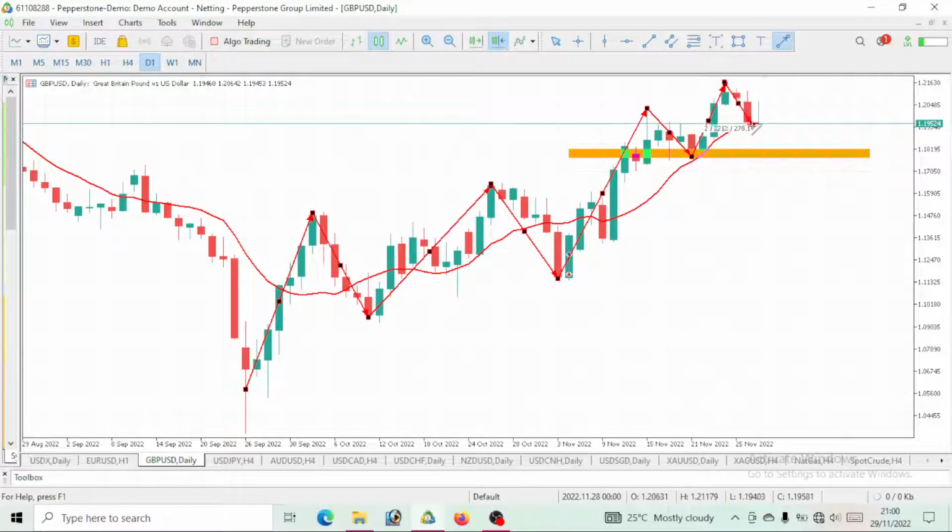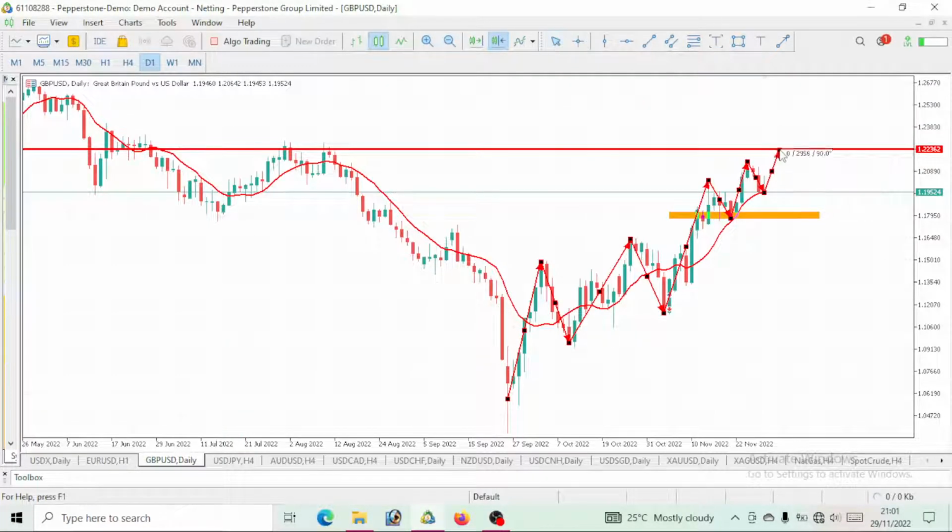Guess what we had again? A correction. So after the correction is over, what do we expect? A new high to be made on this GBP USD. So possibly this would be the final high on GBP USD before we start having that drop, but that will be later. We have to consider it later though.